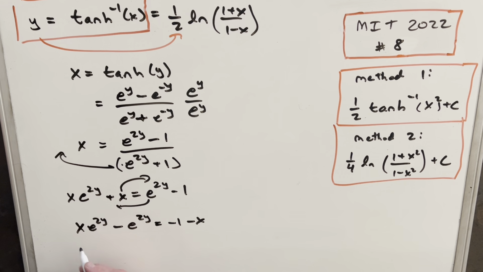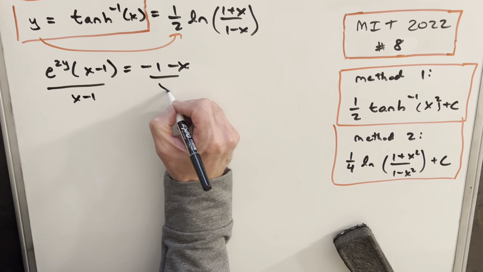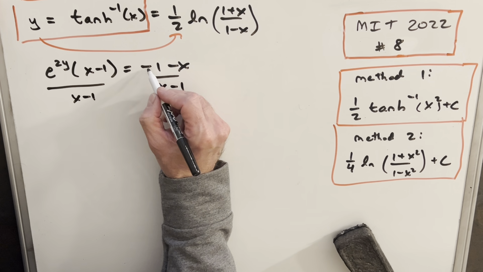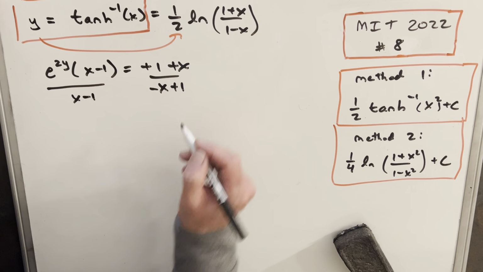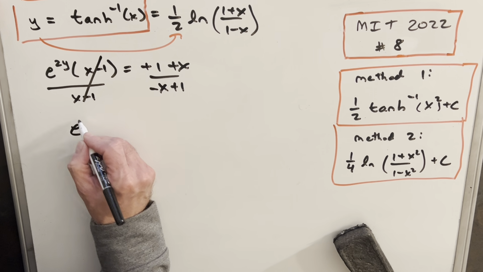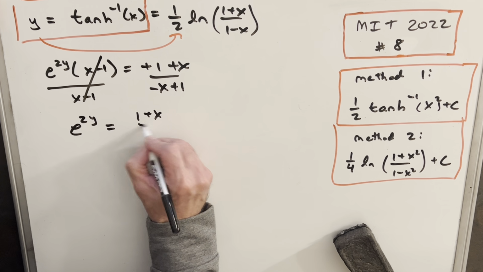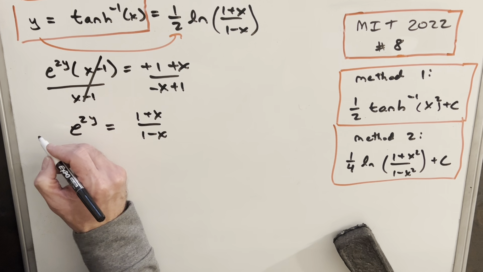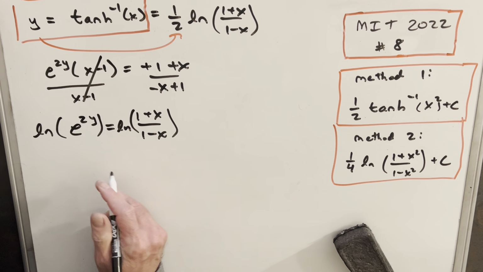Okay, so we've rearranged this. Now let's factor out an e to the 2y. So we'll have e to the 2y times (x minus 1) equals minus 1 minus x. Then I'm going to divide by x minus 1 on both sides. But then, let's change the sign here, and then change the sign here. And then this will cancel, and we rewrite this as e to the 2y equals (1 plus x) over (1 minus x). We'll take natural log on both sides, and you can see it's getting close.